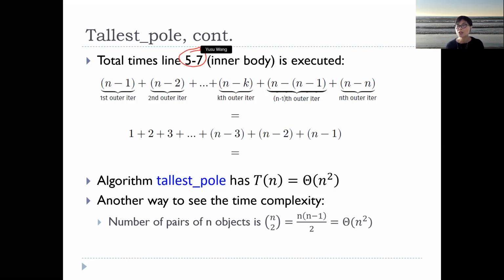So as such, the total number of choices we have to go through is n choose 2, which is on the order of quadratic, and each one only takes constant time. That's why the final time is quadratic order, okay?